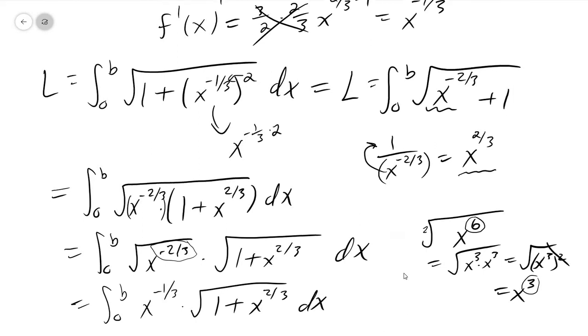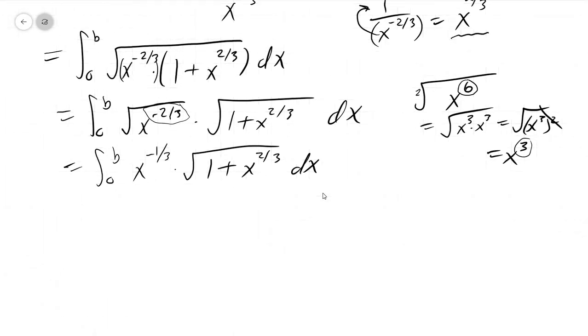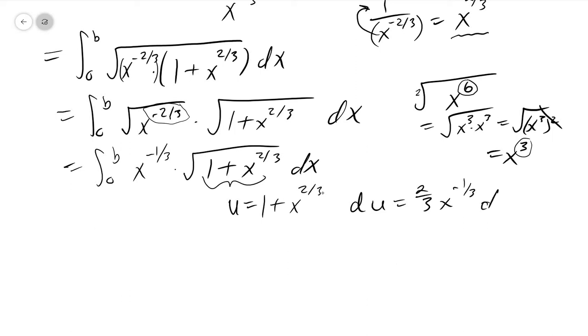From here, we can see it's going to work out really nicely if we make a u substitution. Let's make u equal to the inside of the square root, so 1 plus x to the 2/3. I like that because now if I differentiate this, I get 2/3 x to the negative 1/3 dx. And this works great because this will take out my dx here and my x to the negative 1/3.